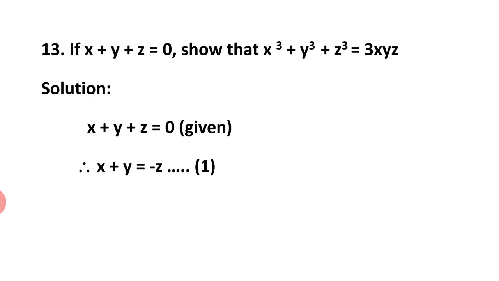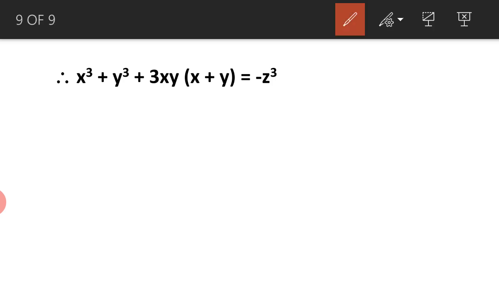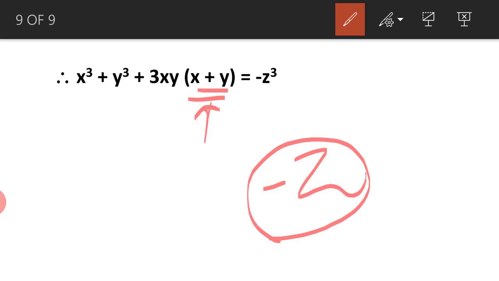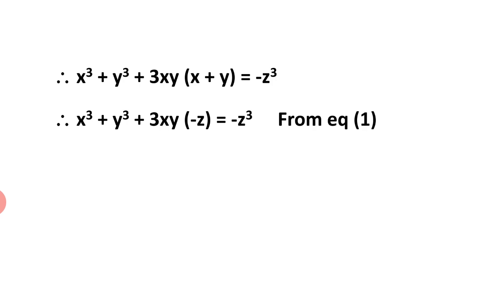Now taking cube of both sides. So what will we get? x plus y whole cube is equal to minus z cube. Now what is x plus y whole cube? So it is x cube plus y cube plus 3xy into x plus y is equal to minus z cube. Is it okay? But what is x plus y? x plus y is minus z. So put this minus z value in x plus y. Is it okay? So what will we obtain? We will obtain x cube plus y cube plus 3xy into minus z is equal to minus z cube.